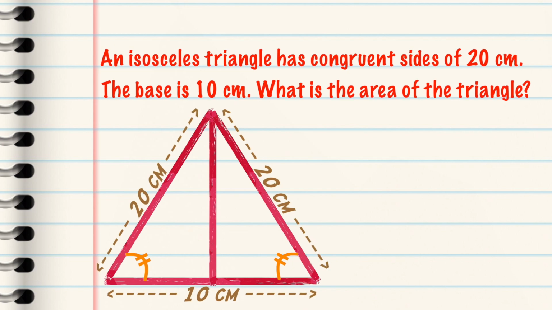An isosceles triangle has congruent sides of 20 centimeters. The base is 10 centimeters long. What is the area of this triangle?